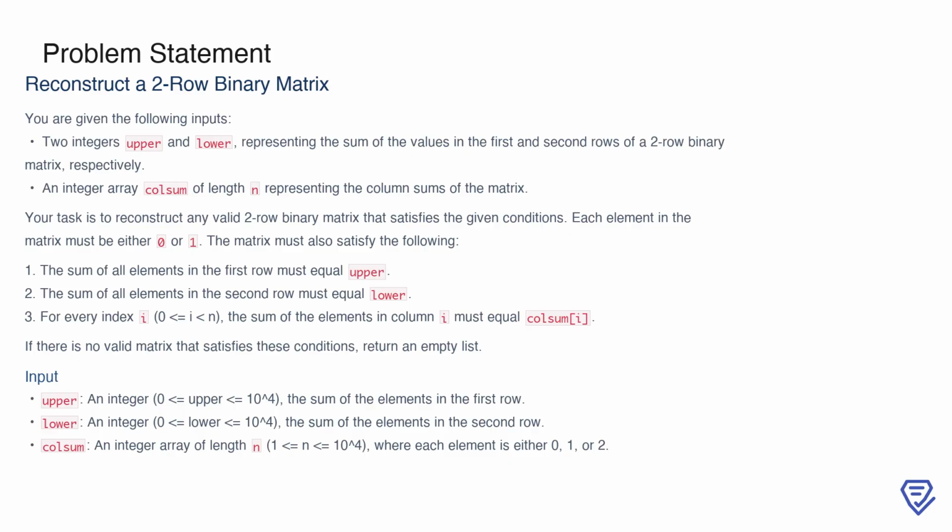The matrix must meet three main criteria. First, the total of the first row should equal upper. Second, the total of the second row should equal lower. And third, for every column, the sum of the two rows in that column must equal the corresponding value in colsum. If it's not possible to construct such a matrix, you need to return an empty list. This problem tests your ability to carefully distribute values across rows and columns to meet these precise conditions.